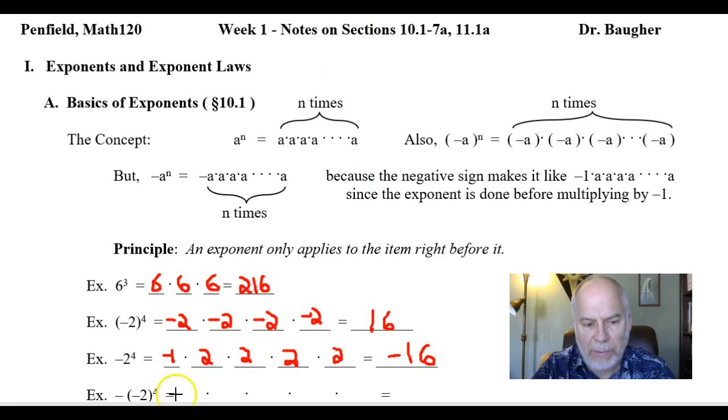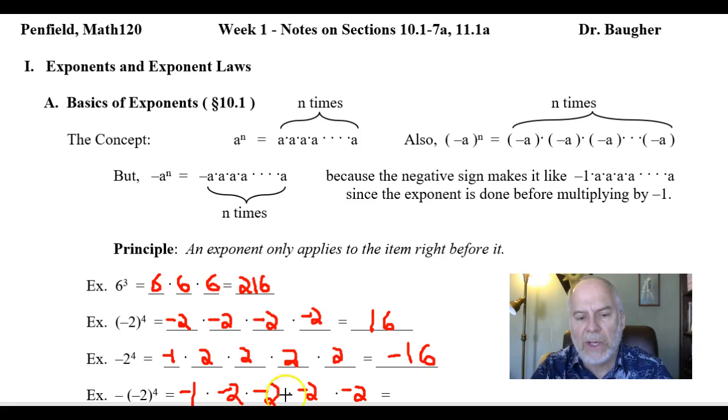And then in the next example, the negative sign out in front is treated like a negative 1 again, but this time you have parentheses, so you have negative 2 multiplied 4 times, and of course you have a total of 5 negatives. So 5 negatives would end up negative, so this time you do get negative 16. You wouldn't think, okay, 2 negatives makes a positive, because the exponent has to be done first.